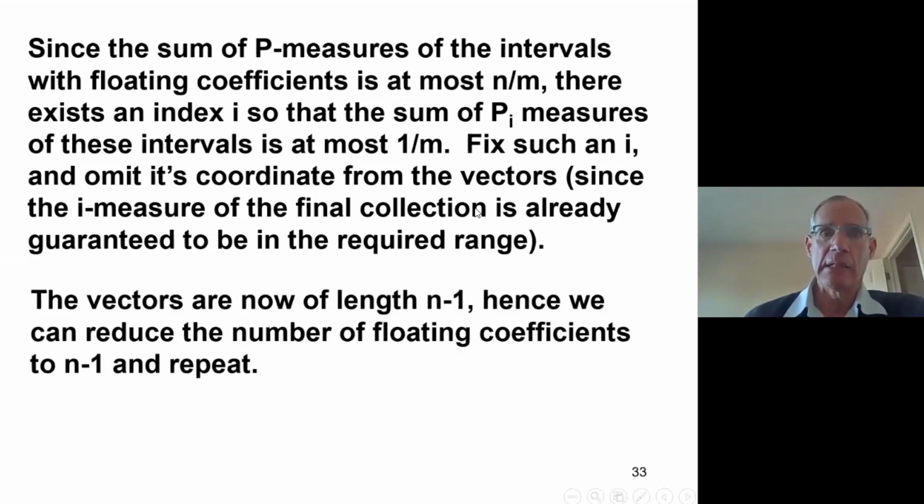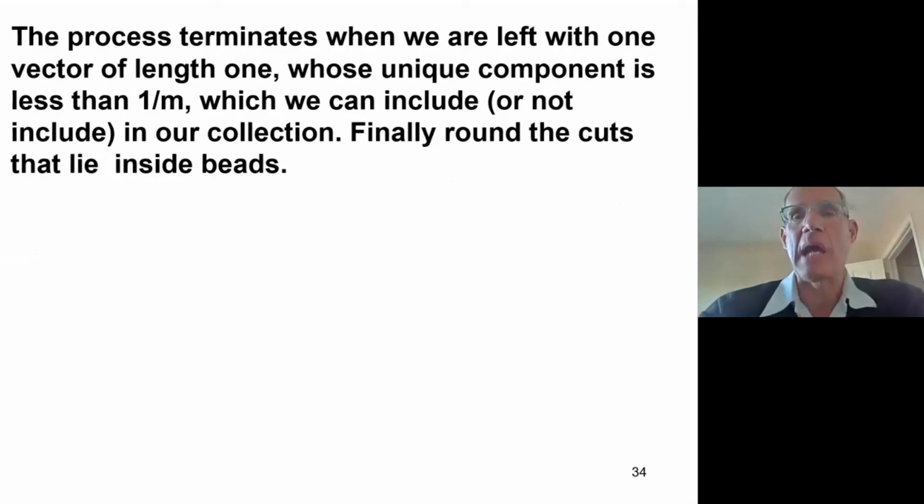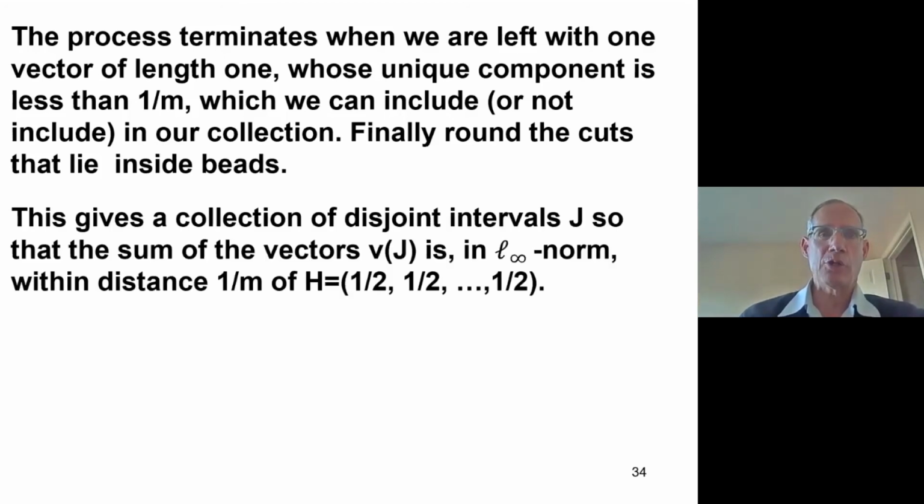Once we forget it, we have vectors of length n minus 1, and therefore we can reduce the number of floating coefficients again to n minus 1, and then we can keep repeating it until at the end we are left with one vector of length 1 whose unique component is less than 1 over n, and we can include or not include it in our collection based on the rounding that we want, and then we round the cuts that lie inside the bits.